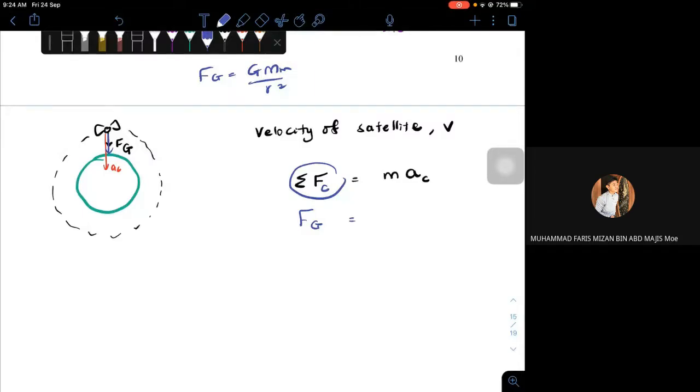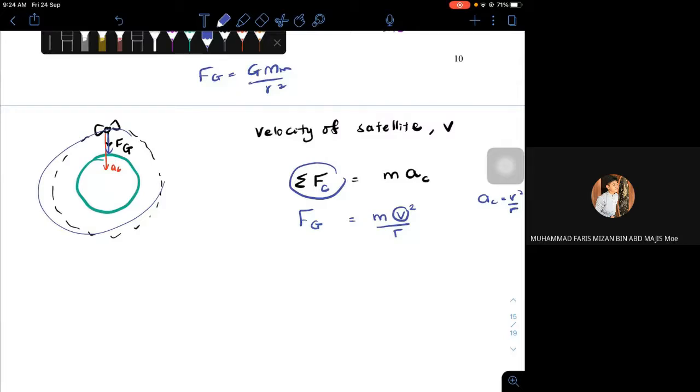So Fg pula sama dengan mac, and then we know that before this ac is equals to v square over r. So this one lah kita nak cari our v over here. Okay. Berapakah velocity yang dia berpusing ni? Nanti kamu akan recap balik chapter 6, okay?